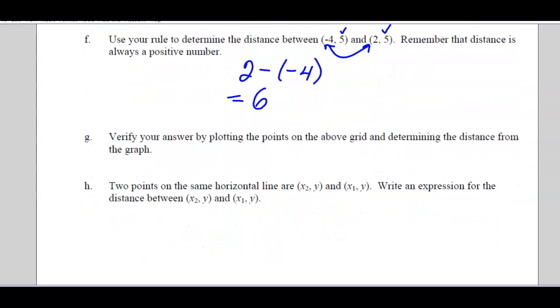All right, general case here. We've got 2 points on the same horizontal line, so you can see the y values are the same. They're both y. The x values are different. For coordinates, we often use subscripts to identify a different x value in this one than in this one. We call this the first point, and this the second point. So write an expression for the distance between them. I subtract the x's. You don't know which one is bigger, but I'd probably go x2 minus x1.